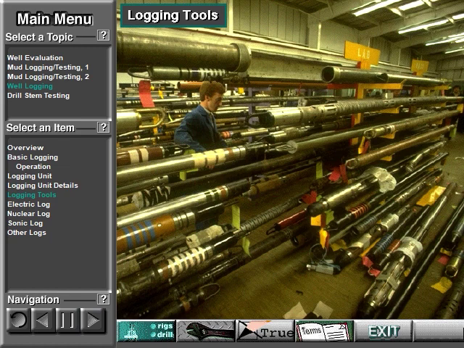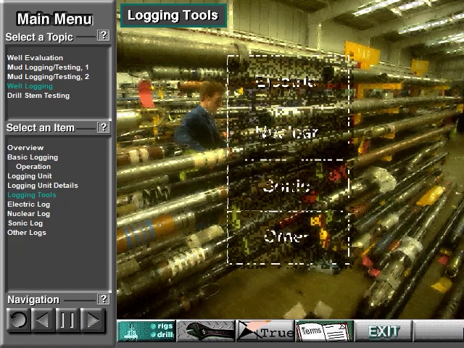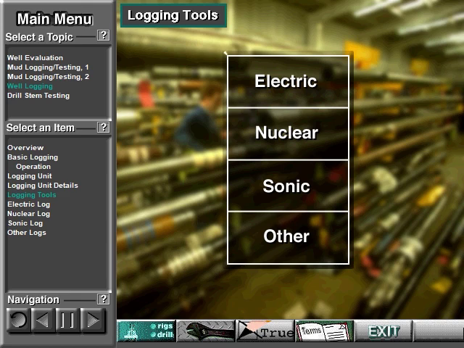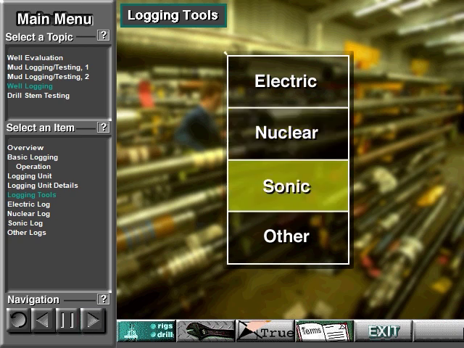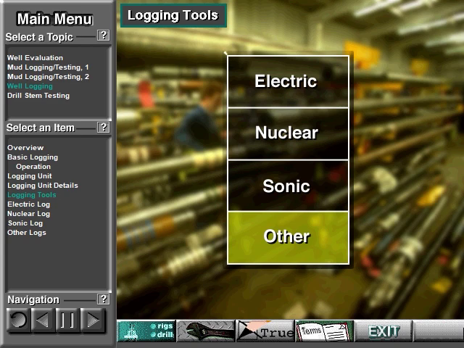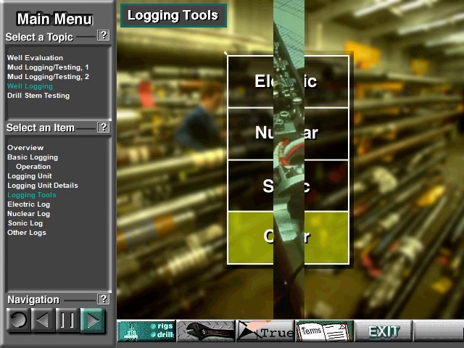The well owner can choose from many types of logging tools. Plus, the owner can run some of the tools in combination. Logging companies group logging tools into 4 broad areas: electric, nuclear, sonic, and other.